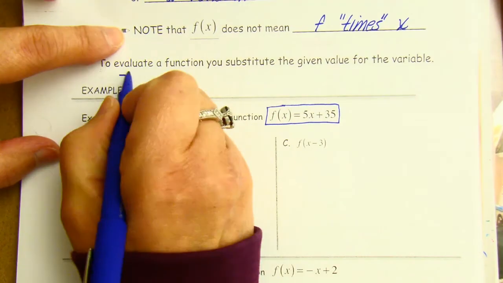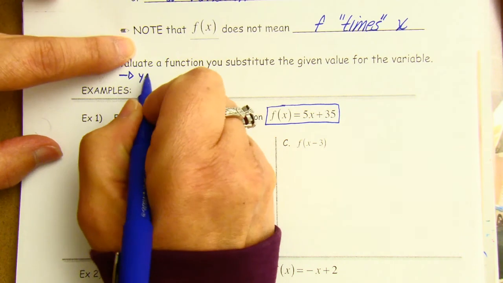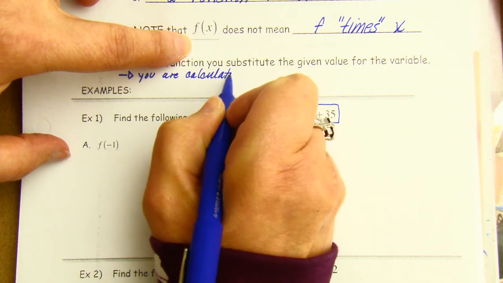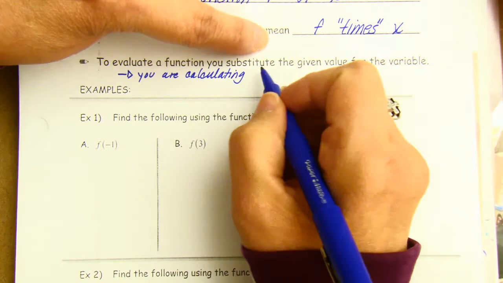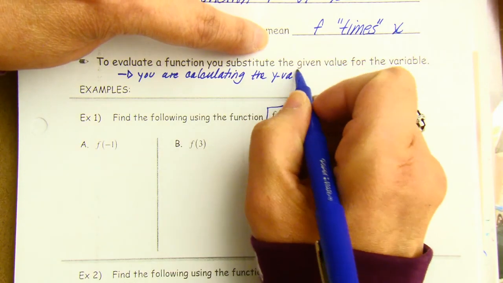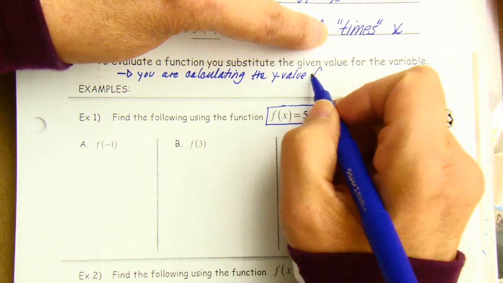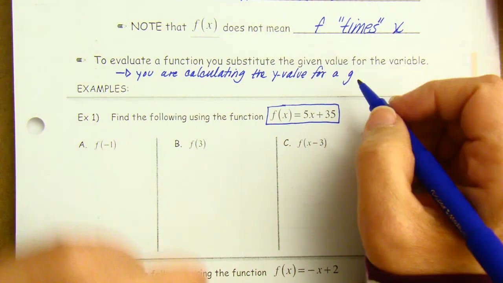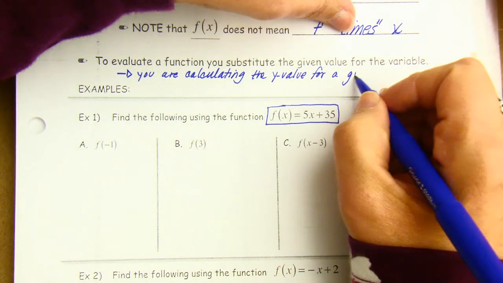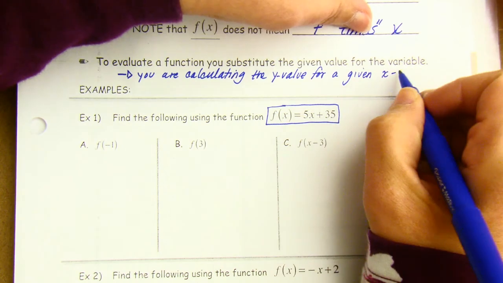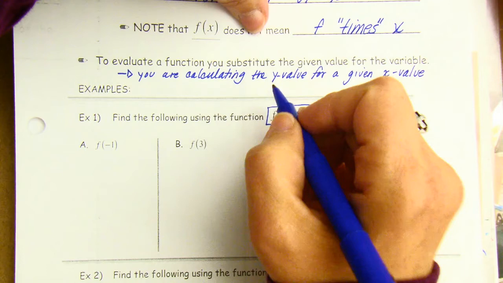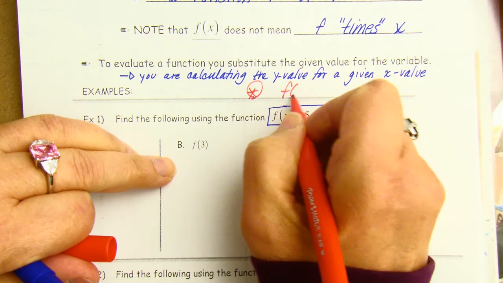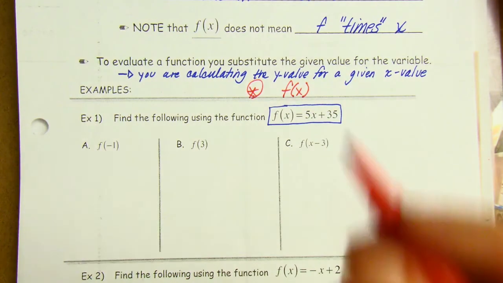So what we're really doing here is calculating, aka finding, the y value for a given x value. Sort of like you're finding that ordered pair. If I know the x is -1, what would the y be? You're calculating the y value for a given x value on that function. And again, it's important to note that this f of x replaces the y.